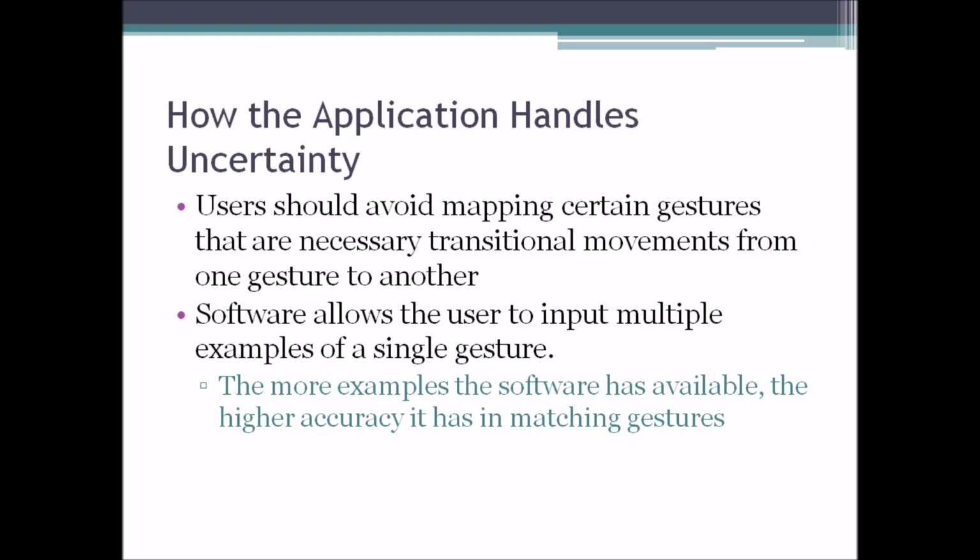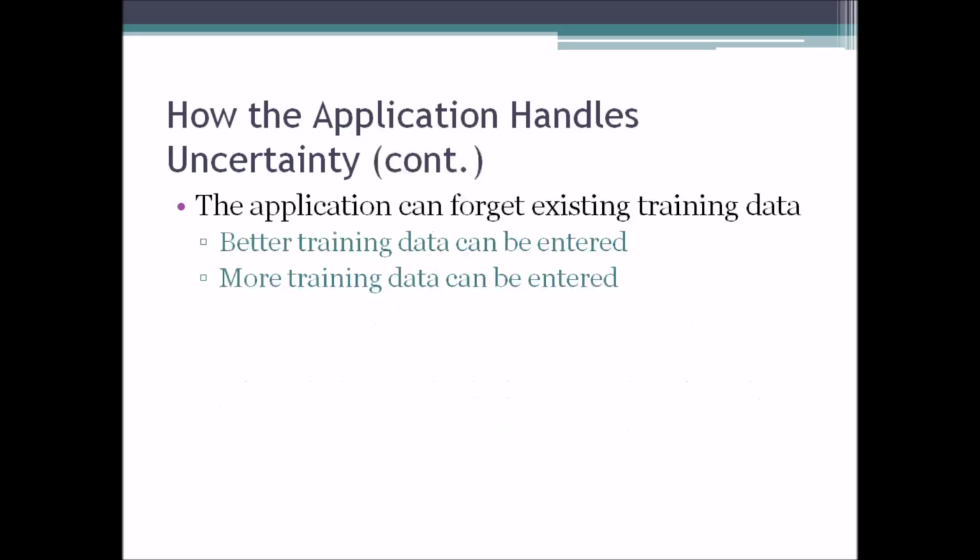When setting up a certain gesture, the software can store multiple examples of the same gesture or variations of the same gesture. More examples for a single gesture results in lower levels of uncertainty and higher accuracy.